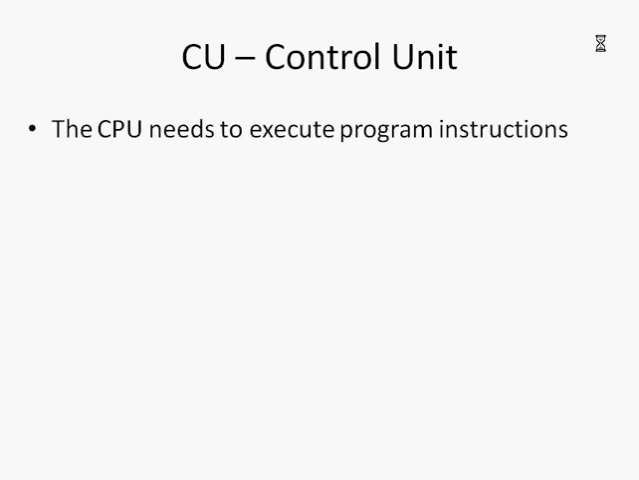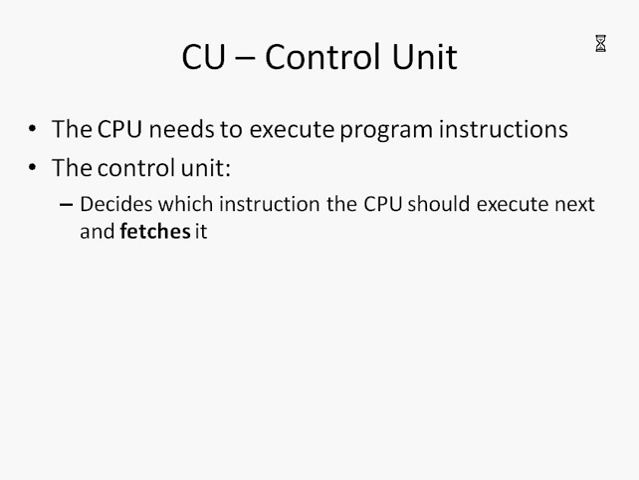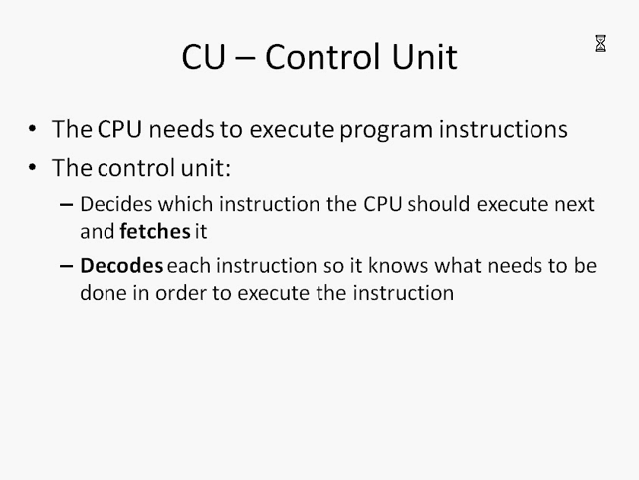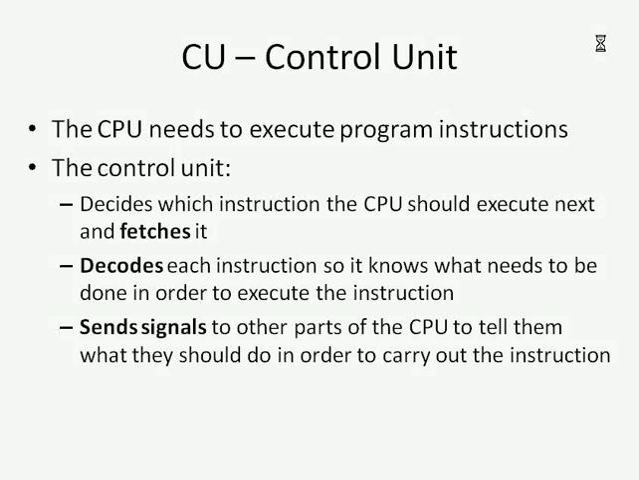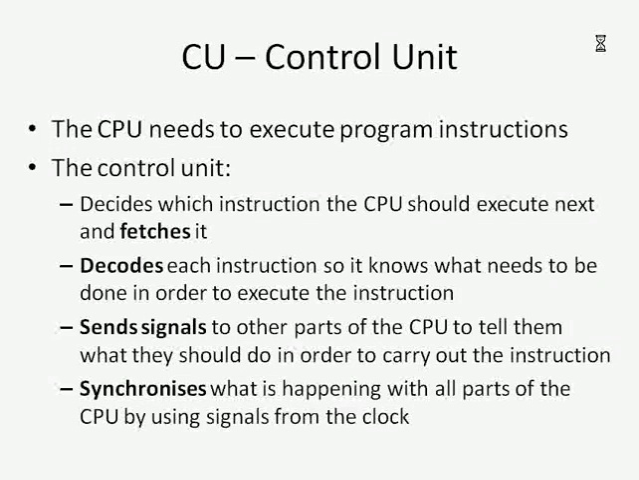The CPU needs to execute program instructions. We know this. This is how computers work. The control unit does these particular jobs. It decides which instruction the CPU should execute next and fetches it from memory. It may need to decode each instruction. The instructions might be jumbled up, and it might need to put them in the right order, so it knows what needs to be done in order to execute the instruction. It decodes it. It sends signals to other parts of the CPU to tell them what they should do in order to carry out the instruction. And it synchronizes what is happening with all parts of the CPU by using signals from the clock. So that's the CU, the control unit.